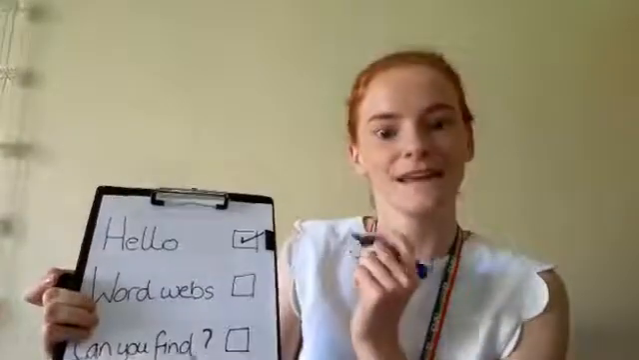So now we're going to do our word webs. I'm going to get my whiteboard and my pen. And the first word is... we are going to do a word web around the word car. So I've got my car. So we're going to try and think about all the information that we know about the word car for our first word web.